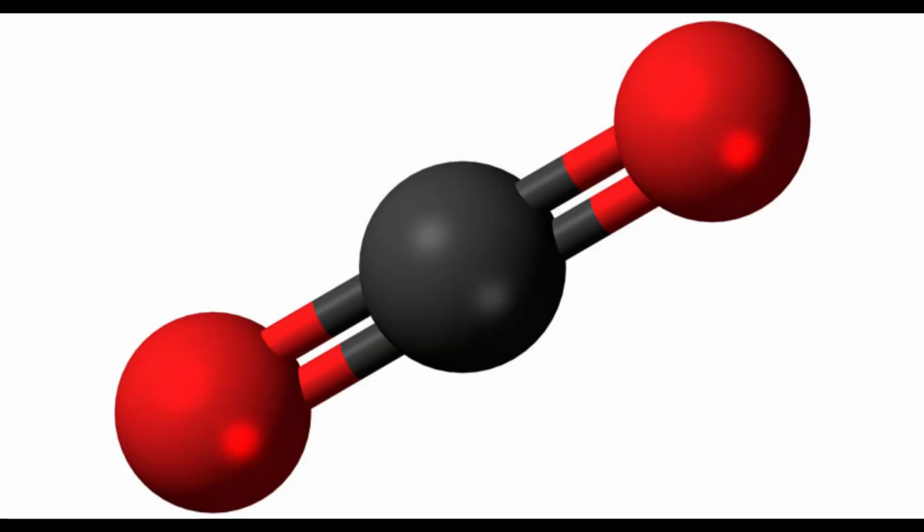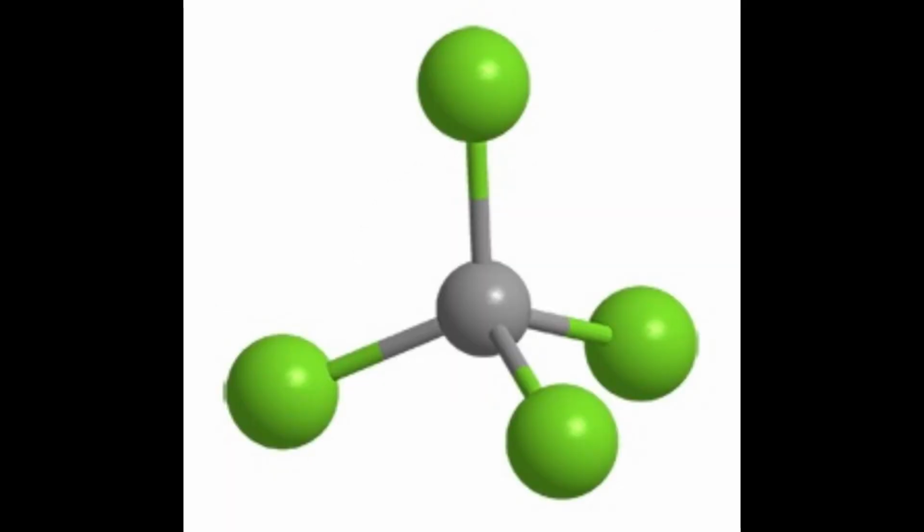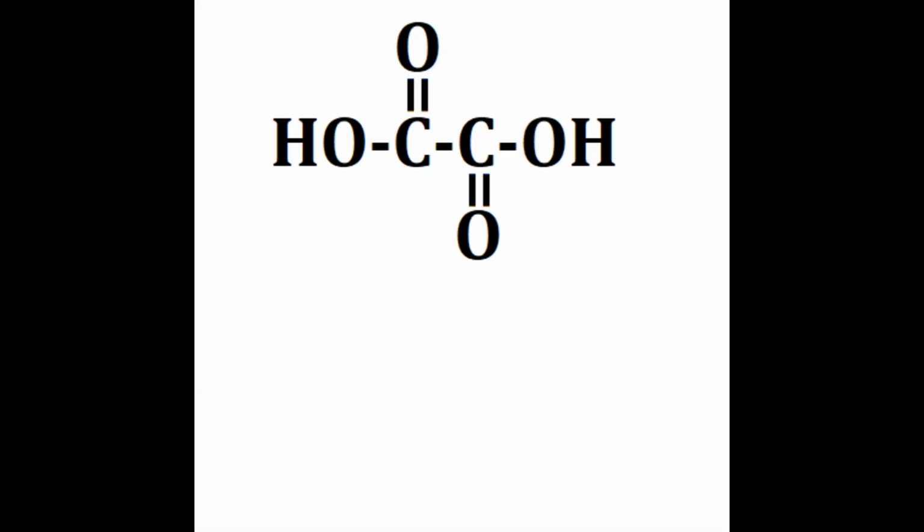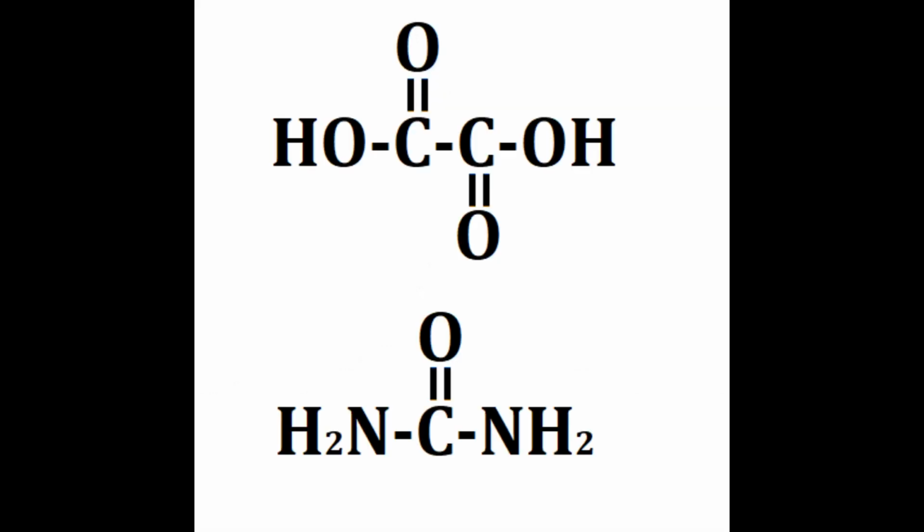For example, carbon dioxide and carbon tetrachloride are not considered organic molecules. Carbonic acid has two hydrogen atoms on it, but since they aren't bound to the carbon, it isn't considered an organic molecule. Although it should be mentioned that oxalic acid and urea are often considered organic molecules, even though they don't have carbon atoms bound to hydrogen atoms.